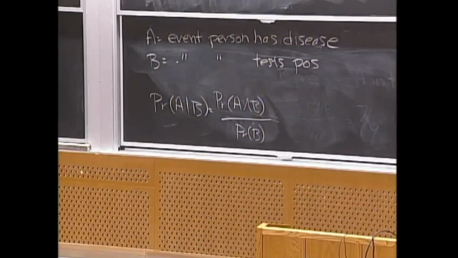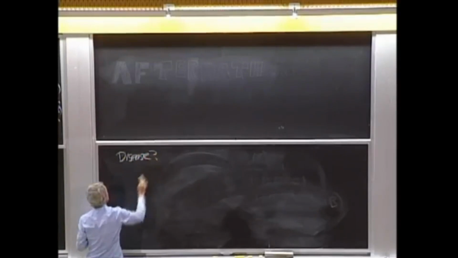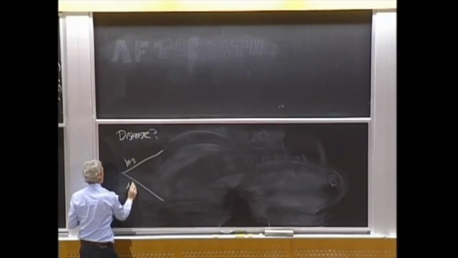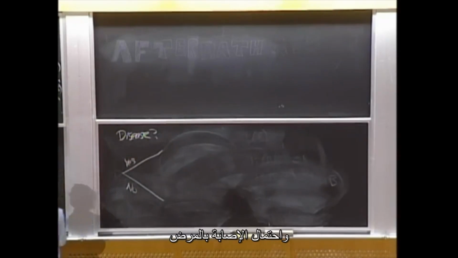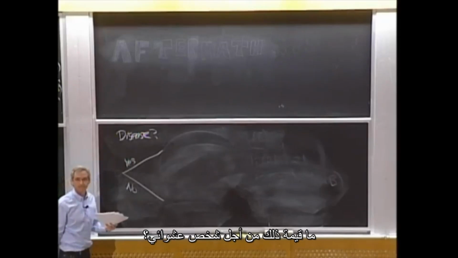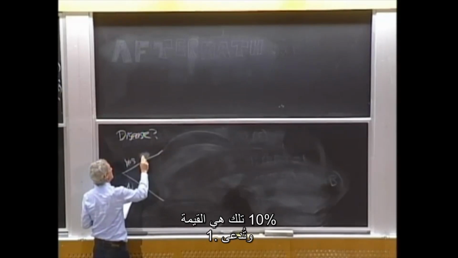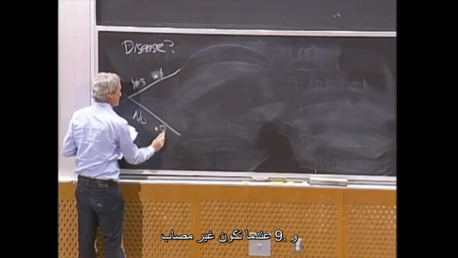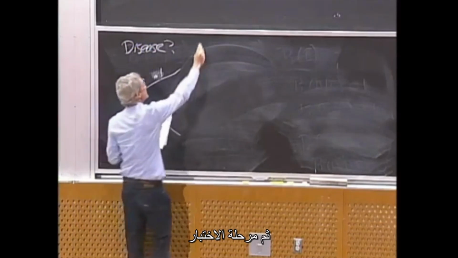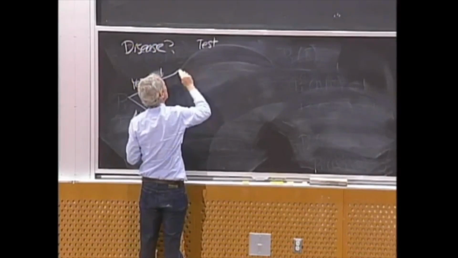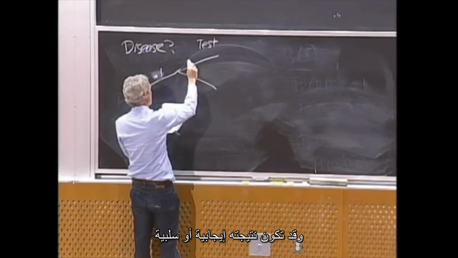Okay. So first, do you have the disease? And it's yes or no. And let's see, the probability of having the disease. What is that for a random person? 10%. That's the stat. So it's actually, we'll call it 0.1. And 0.9, you don't have it. And then there's the test. Well, you can be positive or negative.